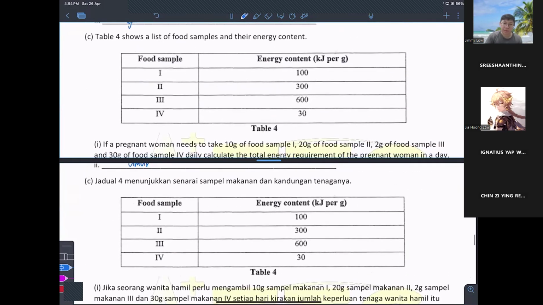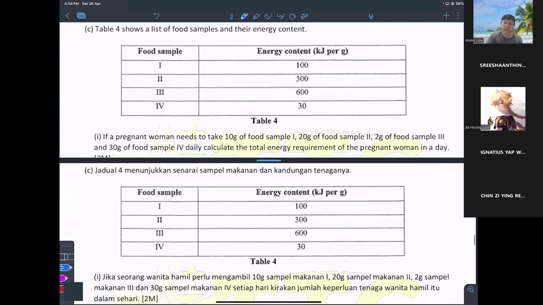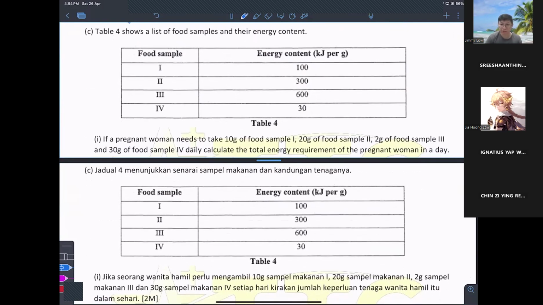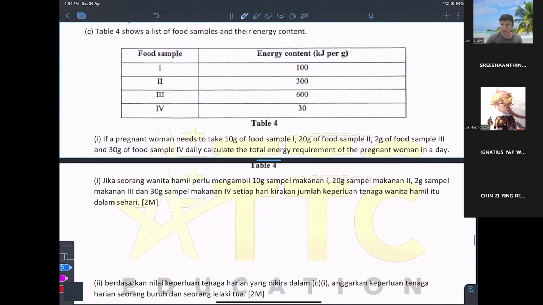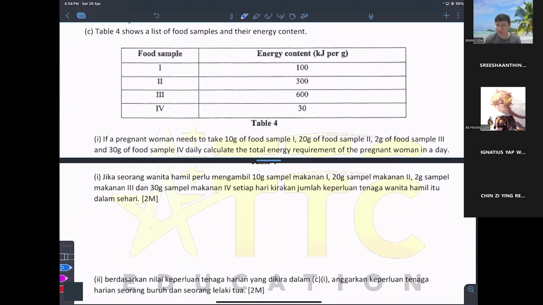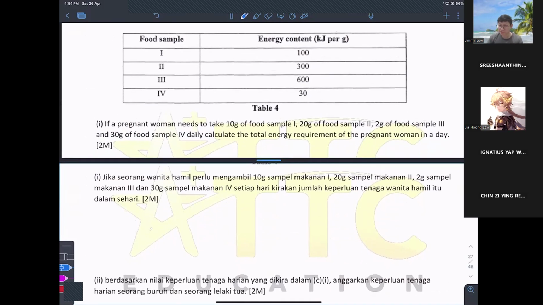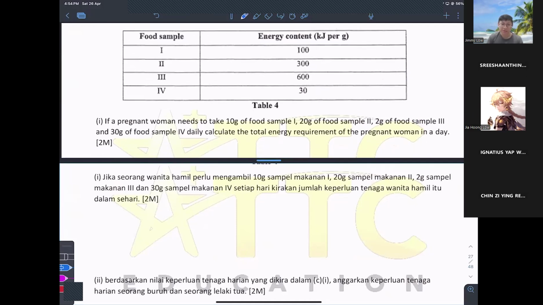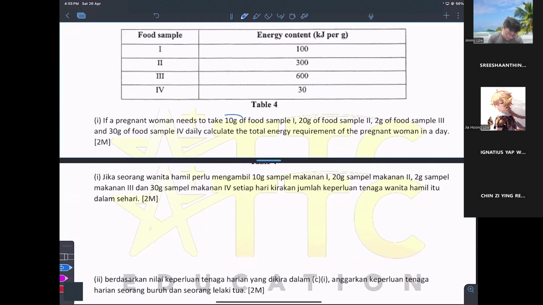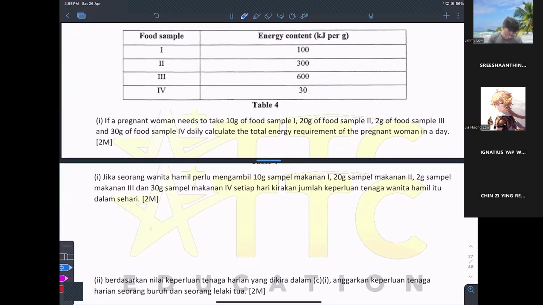Okay, so when it comes to C, the question gives you food samples and asks you to calculate something, right? So I show the calculation at the bottom, because this one is not language stuff. I just present it in one slide, it's okay already. So it says the woman takes 10 gram of food sample 1. Okay, so food sample 1, 100 times 10 gram. Then 20 gram of food sample 2.